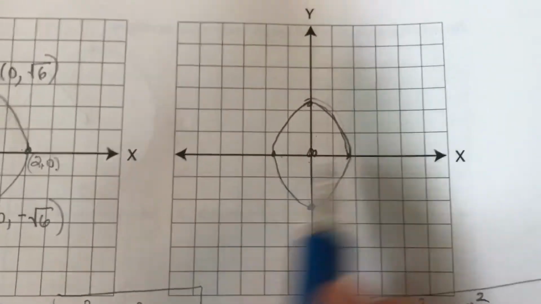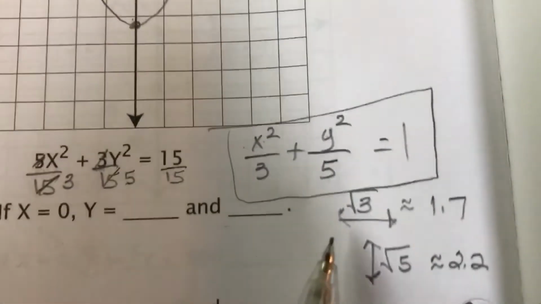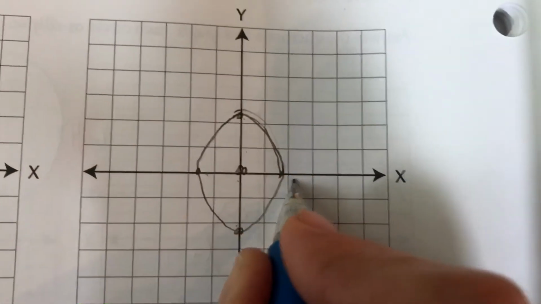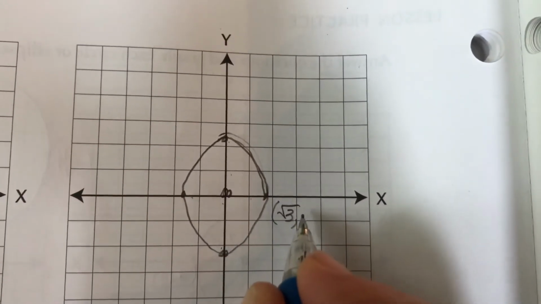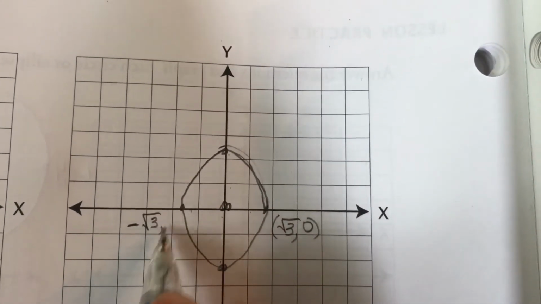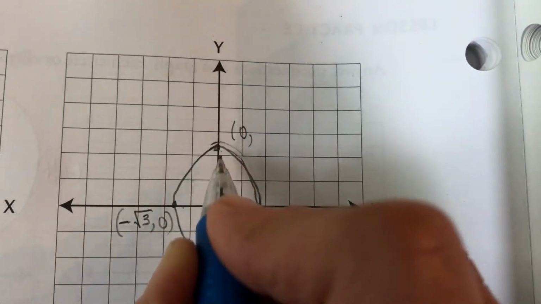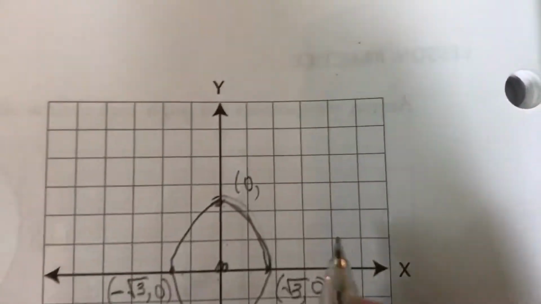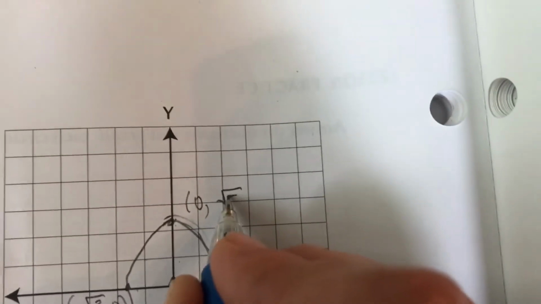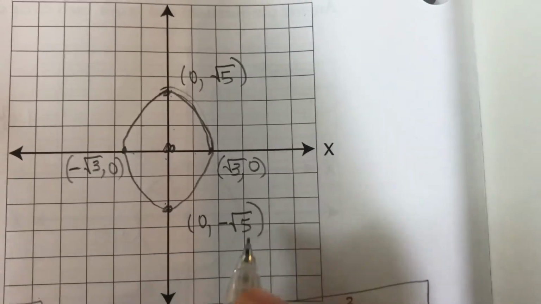Okay, so notice this point right here. You could say you went over about 1.7, but I don't want about. I went over the square root of 3. So this point right here is the square root of 3, 0. Here I went left the distance of the square root of 3, 0. This point, I went left and right 0, but I went up about 2.2. Remember 2.2 is the square root of 5. Exactly. Okay, and this point is 0, negative the square root of 5.